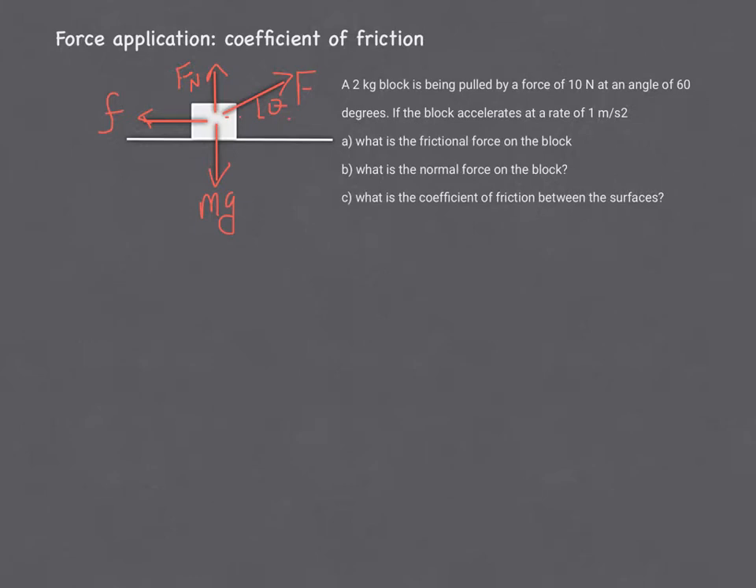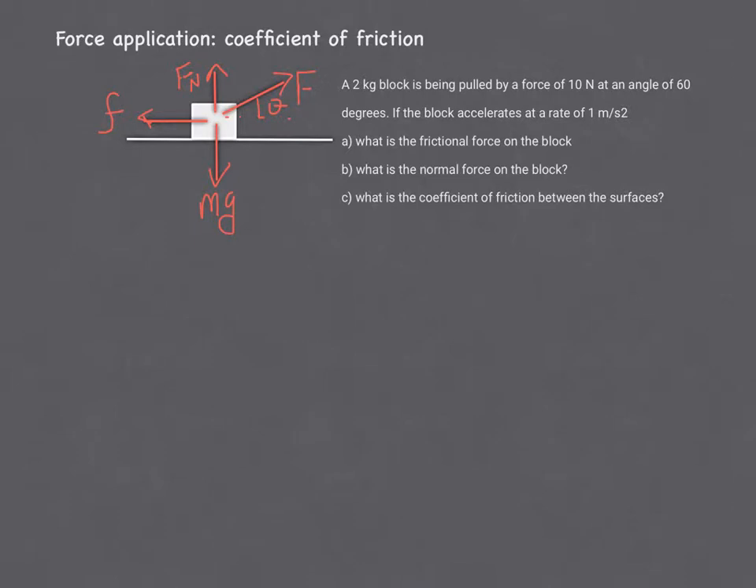Okay, in this problem we're going to look at how to incorporate mu in the F = μN equation into our two-dimensional problems. So here we can see we have a block. It's being pulled by a force of 10 newtons. So this force right here is 10 newtons and it's up at an angle of 60 degrees. If the block is accelerating at 1 meter per second squared, we want to figure out what the frictional force is, the normal force, and the coefficient of friction between the surfaces.